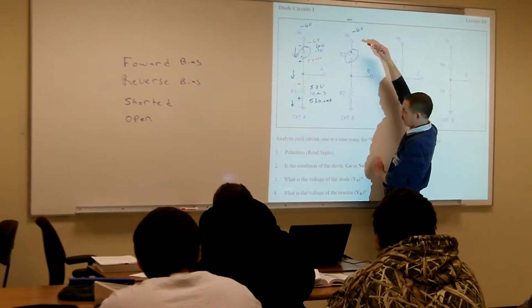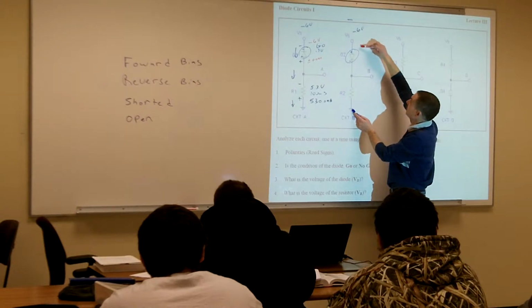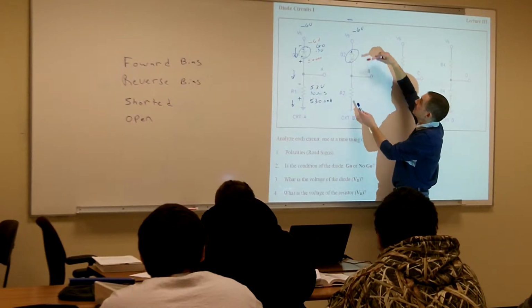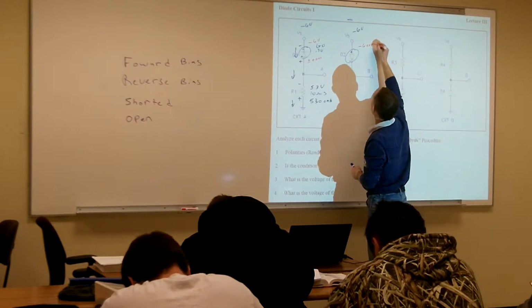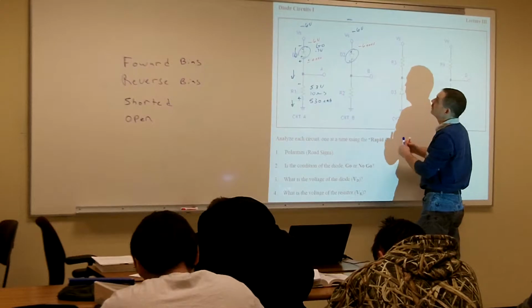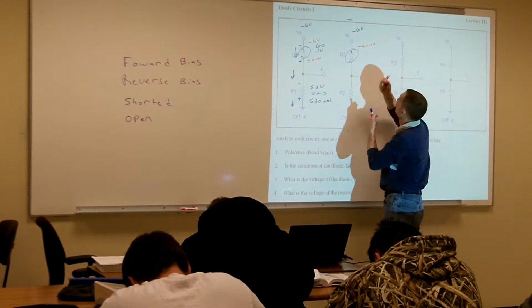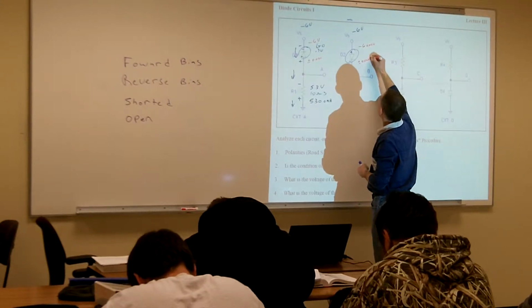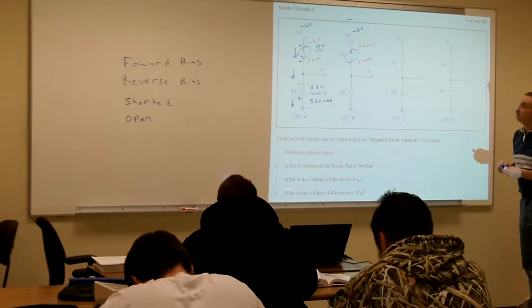So from referencing it to ground to the anode side, what would I measure for voltage using my polarities? Yeah, negative 6 volts. Okay, and then on the cathode side, plus or minus 0. All right, then what's my next step?